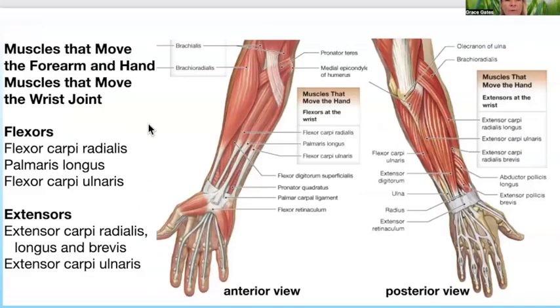group. And here's our list of the 5 or 6 muscles, depending on how you count them. There are 3 flexors, the flexor carpi radialis, the palmaris longus, and the flexor carpi ulnaris. There are 2 or 3 extensors. If you put the extensor carpi radialis longus and brevis in one group and count it as one, that's okay. And then there's the extensor carpi ulnaris.